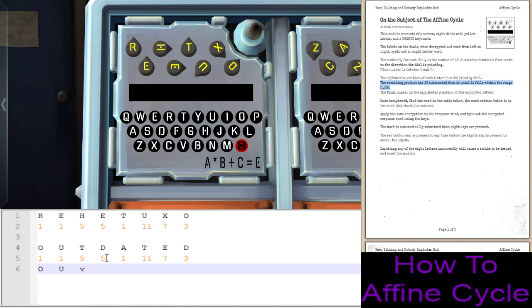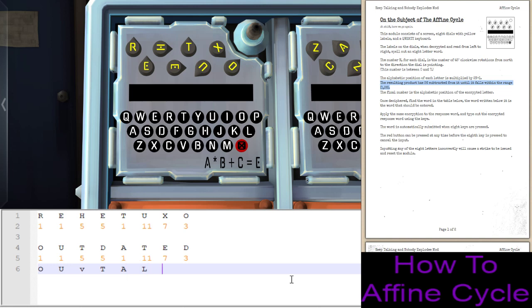D, 4 times 5 is 20. 20 is already a T. A is 1 times 1 is 1, which is an A. T is 20 times 11 is 220. So we're going to have to subtract 26 on that one quite a few times. That should give us 12, which is an L. And so on down the line.